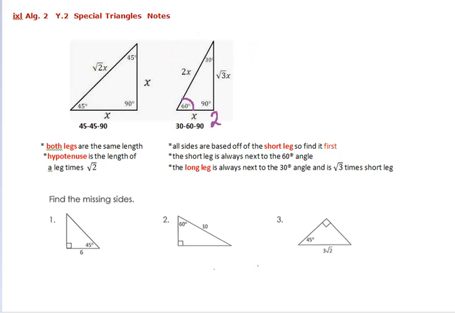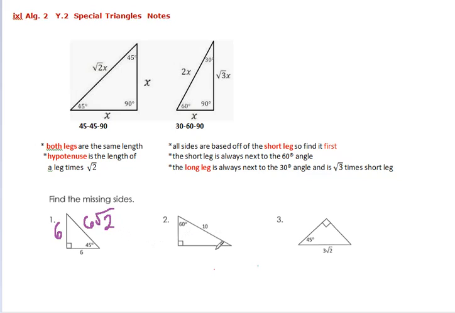IXL is then going to bring up problems that look like this, and they want you to find the missing sides. Okay, so the first one is a 45 degree angle. So we know it's off of this pattern right here. So we know that this leg is going to be 6, and we know that the hypotenuse is going to be 6 times the square root of 2.